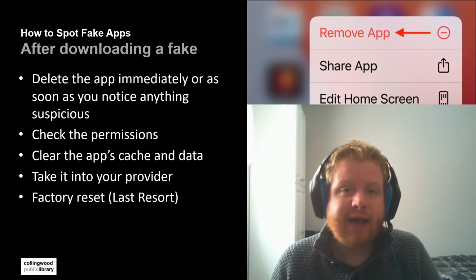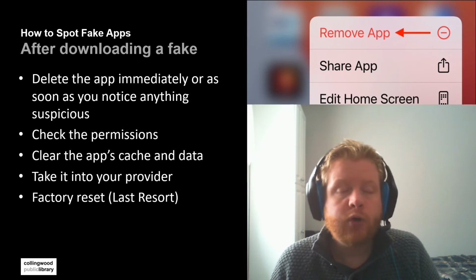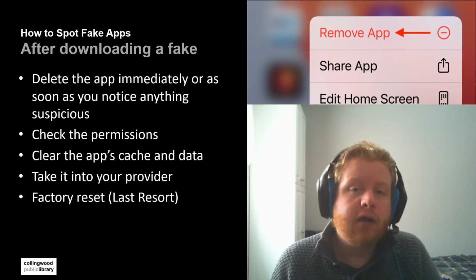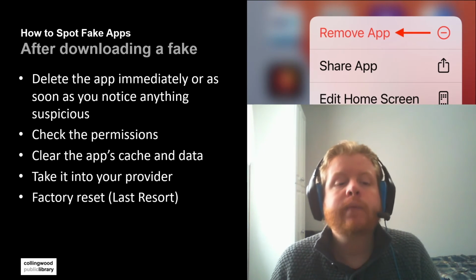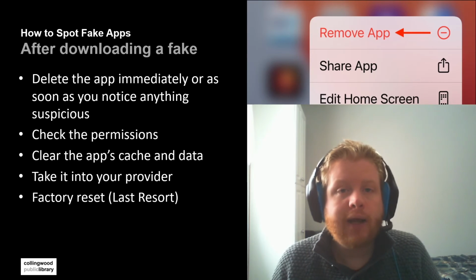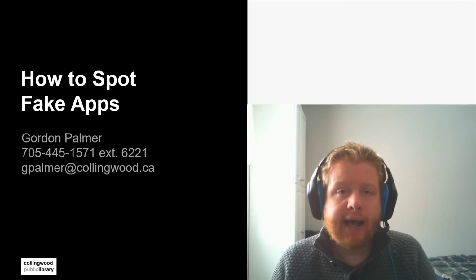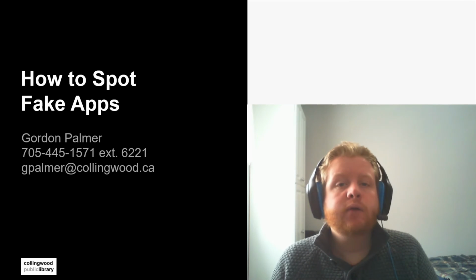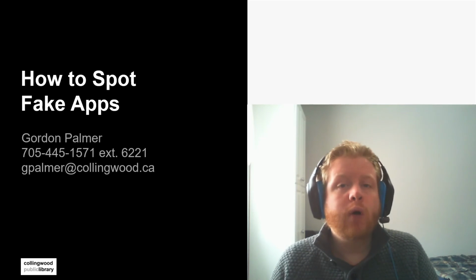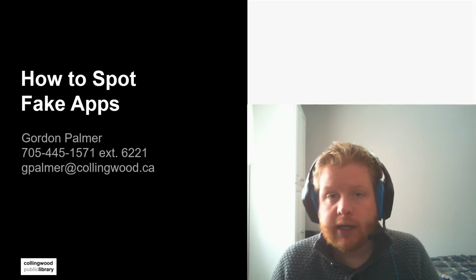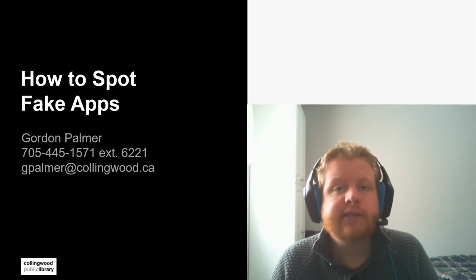Try to delete the app first. Clear the data if you still notice things that are suspicious. Then contact your provider, see what they can do for you. And if that doesn't help, your last resort is to wipe it out altogether. That concludes how to spot a fake app. From this, be very meticulous when it comes down to downloading an app. You want to make sure that you understand what it does. If it's too good to be true, you know it generally is.